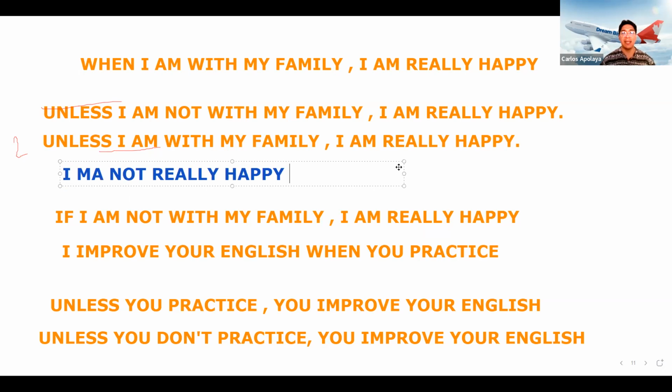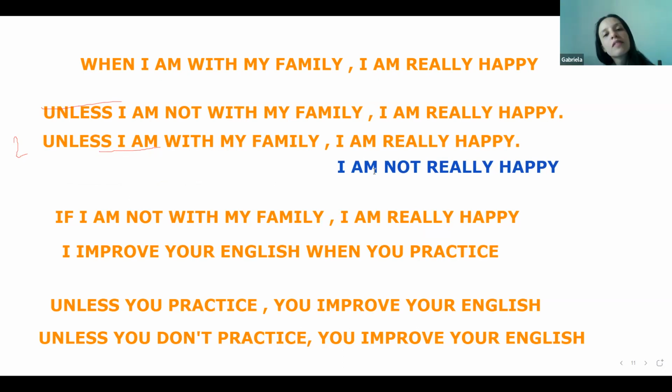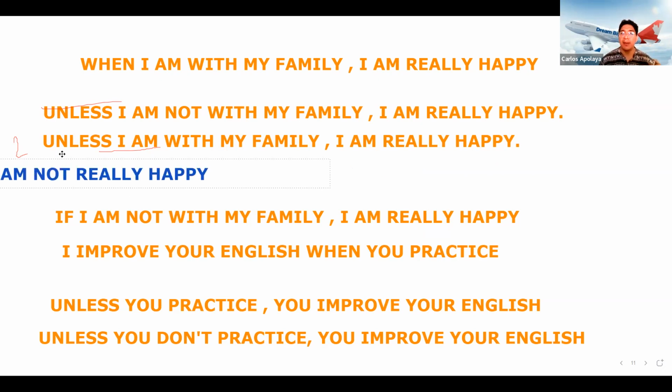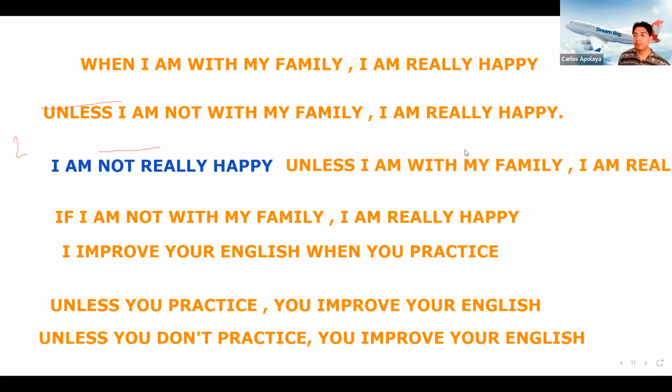Unless I am with my family, I am not really happy. Dice, si yo no estoy con mi familia, ¿qué sería? I am not really happy. Todavía no. Dice, si yo no estoy con mi familia, no soy, pero todavía no se entiende, ¿no? Voltéalo, Gaby. Pon esto primero y luego pon esto. Y traduce como inglés "a menos que". Te toca. No soy muy feliz a menos que yo esté con mi familia. ¿Te das cuenta que estaba bien, pero para nuestro cerebro como que se ve muy raro, ¿sí o no? O unless you don't practice.